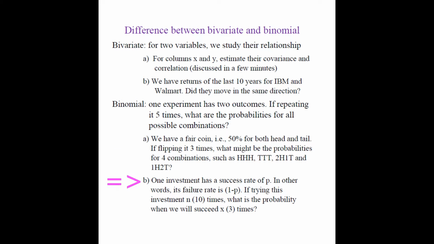B. One investment has a success rate of P, and the failure rate will be the complement of P, 1 minus P. If we retry this investment n times, what might be its probability distribution?